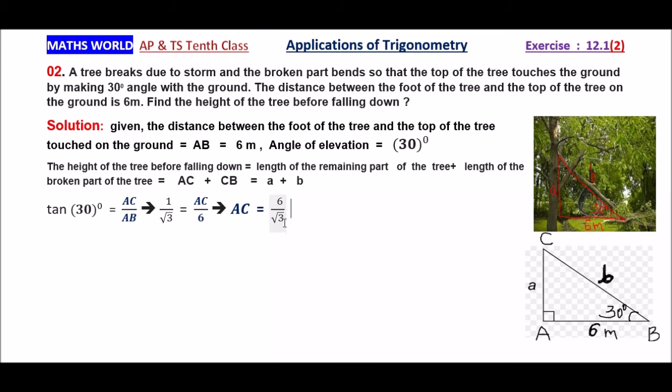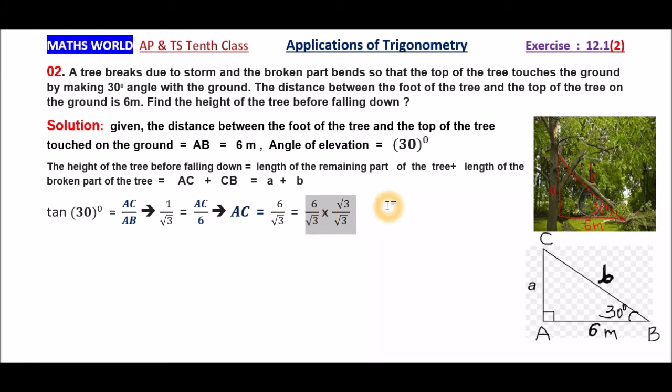So see here, this is the fraction. In the denominator, square root of 3 is there. So go for rationalization. What is meant by rationalization? Just multiply and divide by root 3. That is equal to 6 by root 3 into root 3 by root 3. So 6 into root 3 is 6 root 3 divided by root 3 into root 3, the square root is cancelled, 3. 6 root 3 divided by 3. 2 threes are 6. That is equal to 2 root 3. You got it. Now the length of the remaining part of the tree is found, 2 root 3.